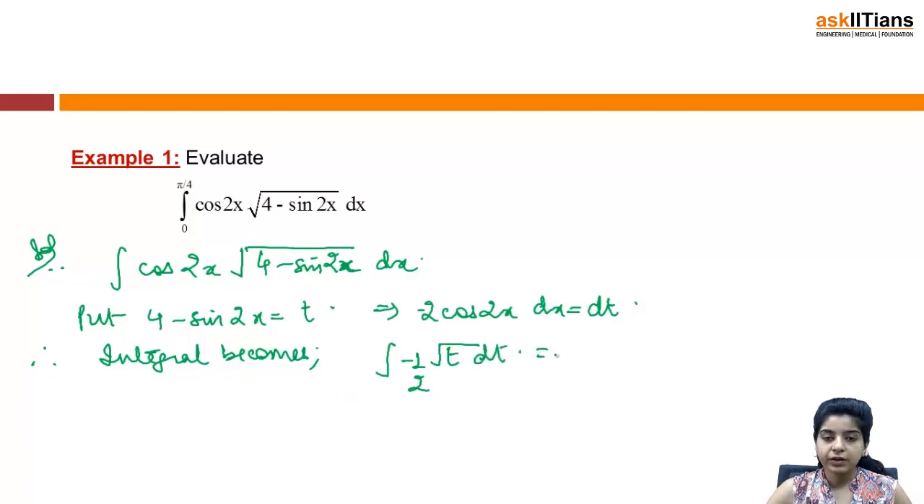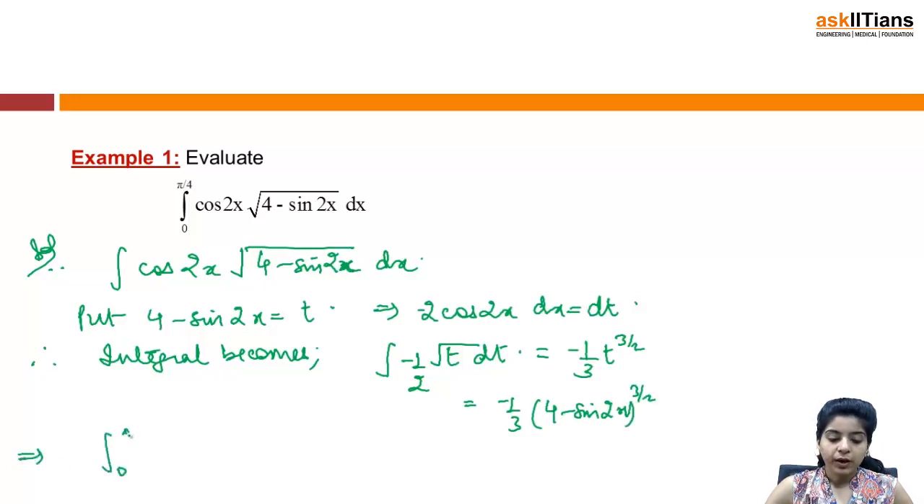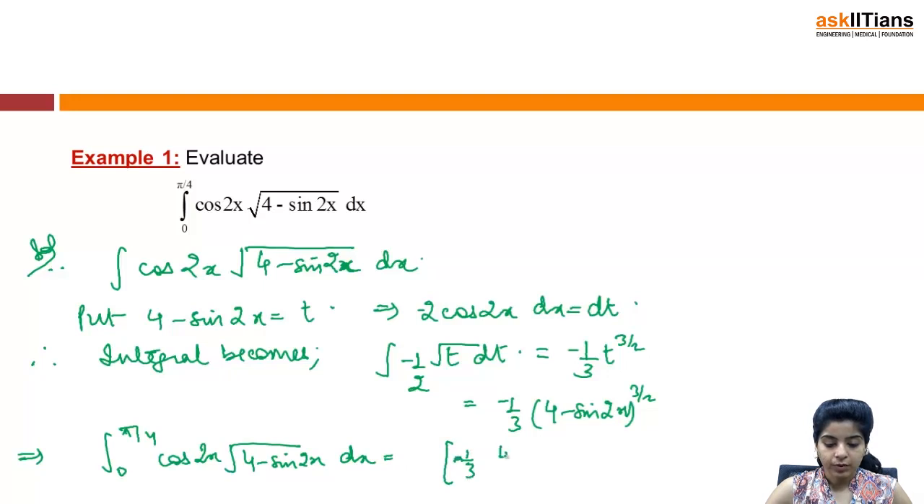So just simply integrate this. This is a simple function. This becomes minus 1 by 3 t raised to 3 by 2. That means minus 1 by 3, my t was 4 minus sine 2x, so this raised to 3 by 2. And therefore finally, the integral from 0 to pi by 4 of cos 2x under root 4 minus sine 2x, this is what we are required to find out, becomes minus 1 by 3 (4 minus sine 2x) raised to 3 by 2, whole varying from 0 to pi by 4, right.